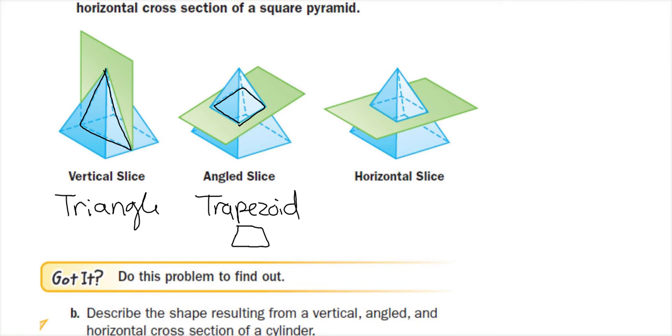Okay, and then if we sliced horizontally, so straight across, then we would see either a square or a rectangle. In this case, because it's a square pyramid, it would be a square bottom. So a square bottom will give us the square. If it's a rectangular pyramid, then it would be rectangular. So just kind of look at the base name.